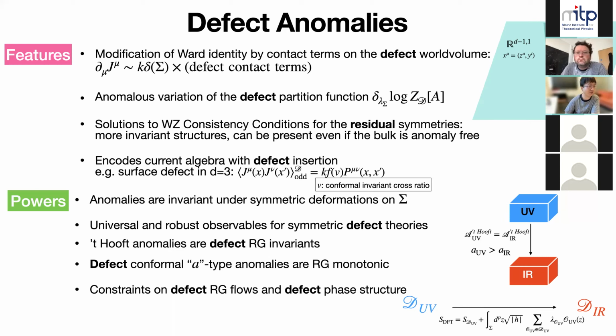For example, for conformal anomaly, you can consider marginal deformation in the bulk. You can consider marginal deformation on the defect. This defect type A anomaly in general is not invariant under marginal deformation in the bulk, even though conformal symmetry is completely preserved. Okay, I hope that answers your question.